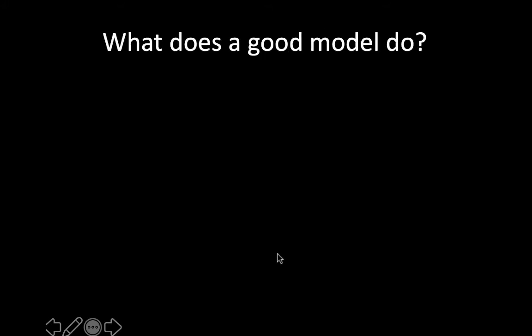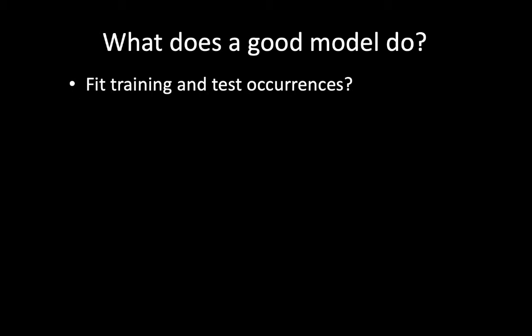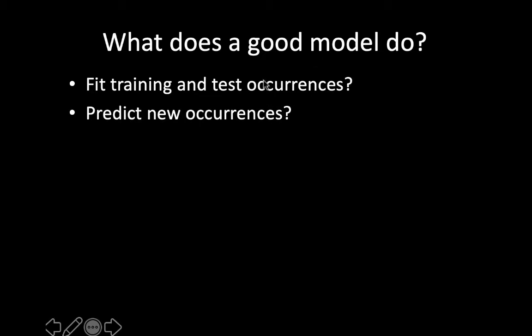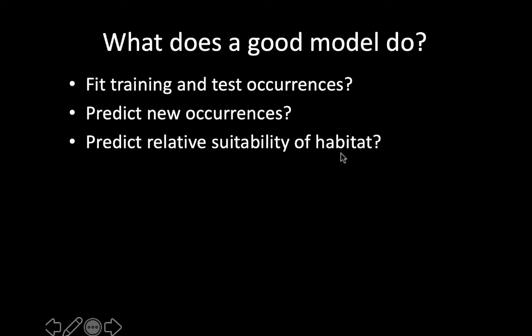So we need to start from the basics. What does a good niche model or distribution model do? What is the defining characteristic of a model that is good for your application? Is it enough that it fits your training and test occurrences, however you set aside test occurrences? Or do you want to be able to predict new occurrences that don't occur in either of those data sets? Or do you want to predict the relative suitability of habitat? So make a quantitative estimate. This habitat is not just better than that other habitat, it's twice as good, or 1.78 times as good as that other piece of land.